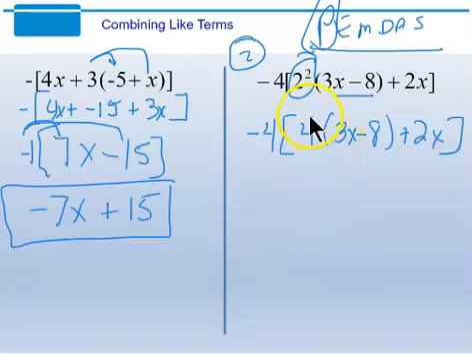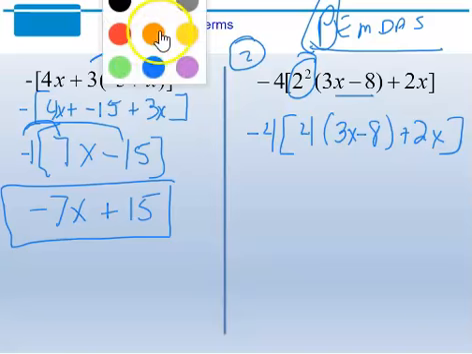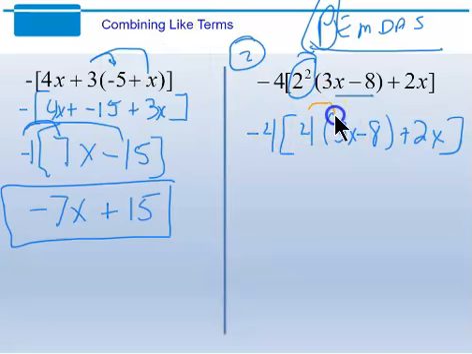So the first thing I need to do is I'm going to switch colors so that way you can see a little bit about what I'm doing. I'm going to literally distribute this all the way through, okay?